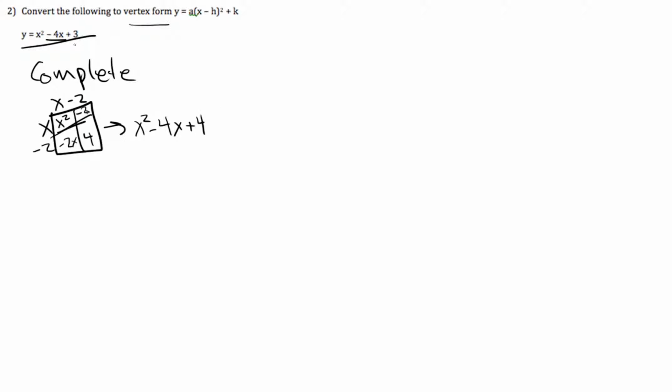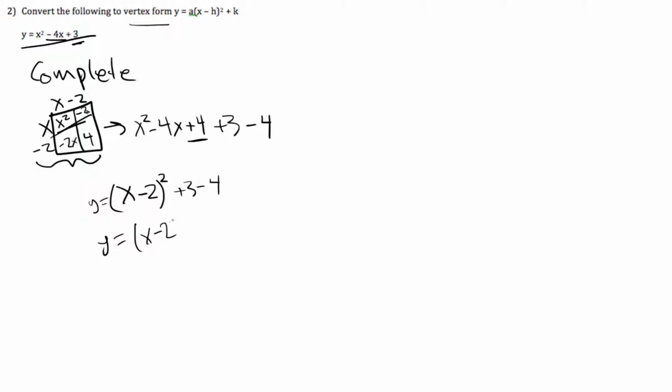But then don't forget, we still have our plus 3 hanging out there. And since we added 4 to complete the square, we have to subtract 4. But the whole point of this was that since we completed that square, we can write this as x minus 2 quantity squared. And then we have our plus 3 minus 4. And we can simplify that to y equals x minus 2 squared minus 1.